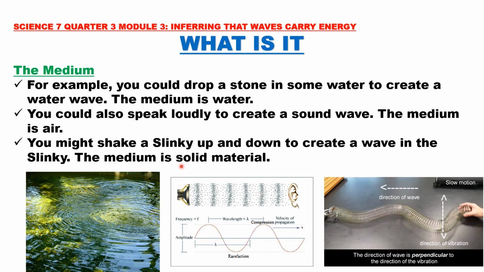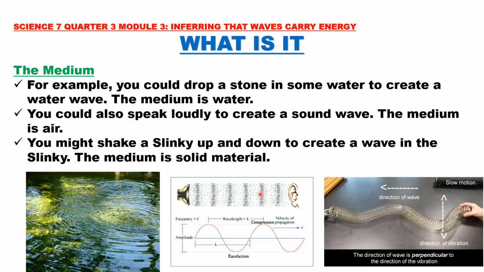So kung walang hangin dito sa Earth, wala tayong maririnig. Kaya in outer space, okay, dahil doon ay walang air, walang naririnig doon. Okay. Next, you might shake a slinky up and down to create a wave in the slinky. The medium is the solid material, the slinky itself. So, para magkaroon ng slinky wave, kailangan meron kang slinky. So, ang medium ng slinky wave ay slinky. E kapag rope wave naman, so para makagawa ka ng rope wave, kailangan mo ng rope. So, it simply means ang medium, yun yung kailangan mo para makagawa ng wave.